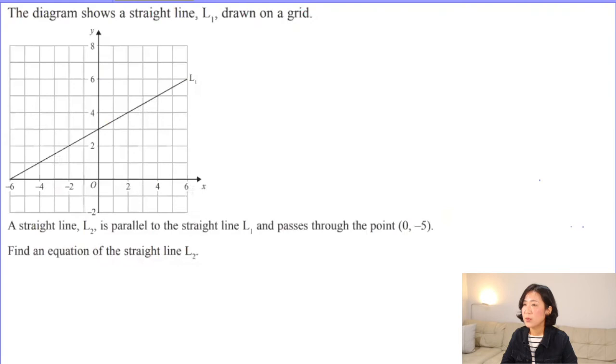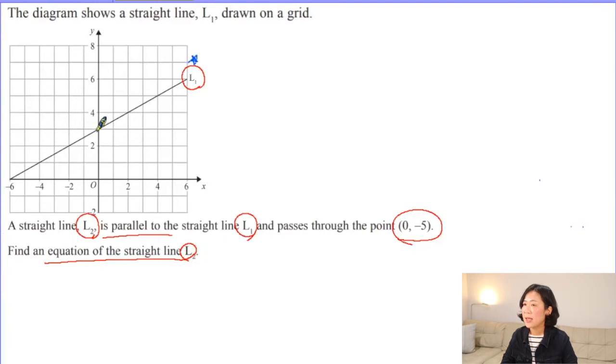And this one, the graph shows a straight line L. You've got another line L2 which is parallel to the line L. Then you've got another clue: it's parallel, and it passes through the point (0, -5). The final goal is finding the equation of L2. You can get a clue from L1. So let's write down the equation of L1. Have a look at it.